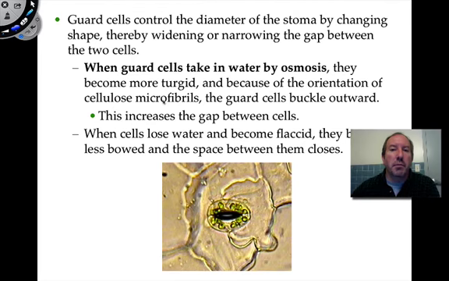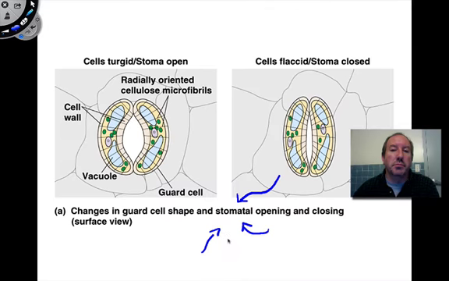And basically they open up in the morning because guard cells take in water through osmosis. And so in water, where does the water come from? It comes in from these other epidermal cells that are next to it. So water moves in to the guard cells and they swell open.